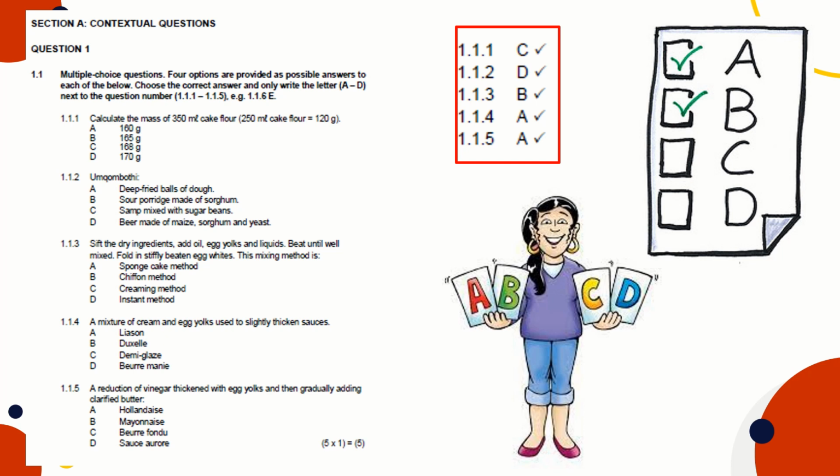1.1.5, a reduction of vinegar that's thickened with egg yolks and then gradually adding clarified butter. The correct answer to this question is A, it's a hollandaise sauce. So you can clearly see that you need to know the names of the sauces as well as how to make these different sauces.